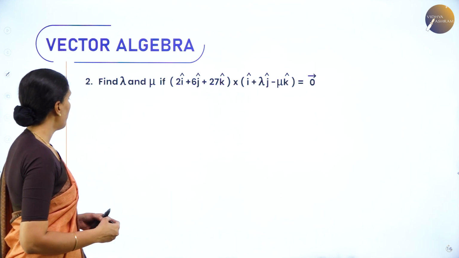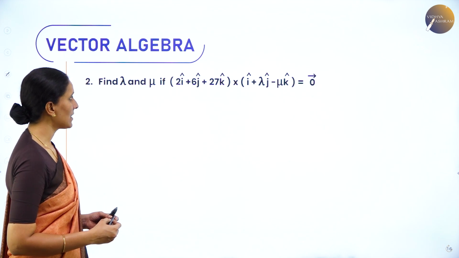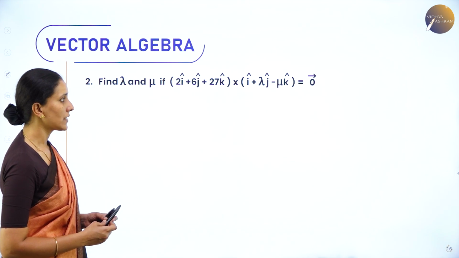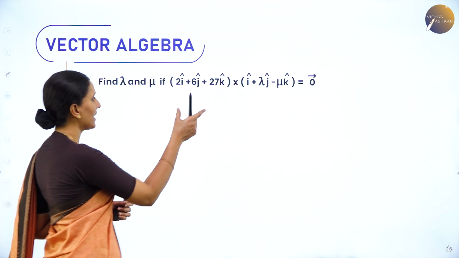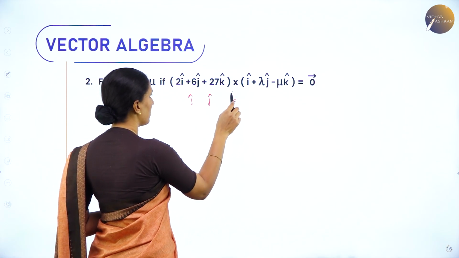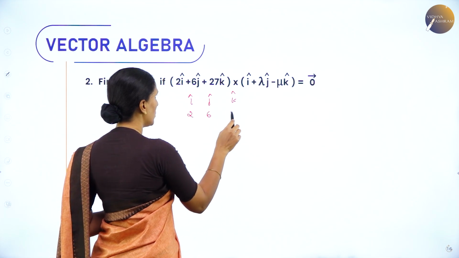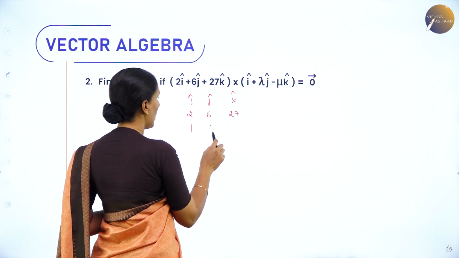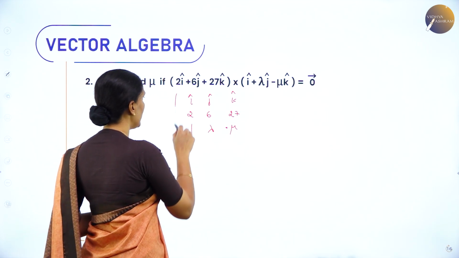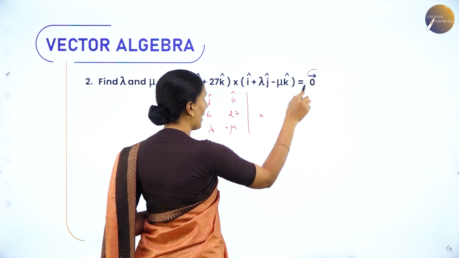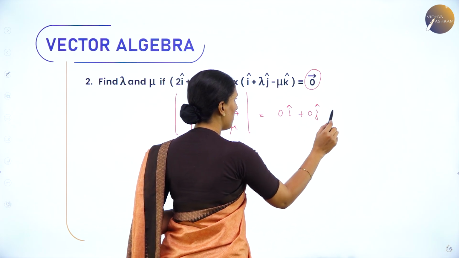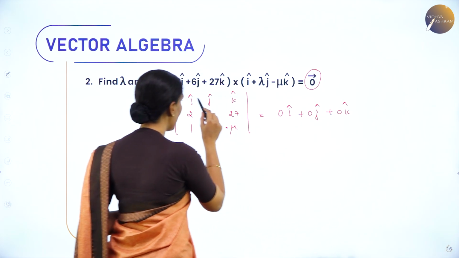Next question. Find lambda and mu if 2i plus 6j plus 27k cross i plus lambda j minus mu k is equal to the null vector. So let us take the cross product of these two vectors. So i, j, k, 2, 6, 27, 1, lambda, minus mu. Under the determinant, this is equal to the null vector, which can be written as 0i plus 0j plus 0k. Now let's evaluate this.